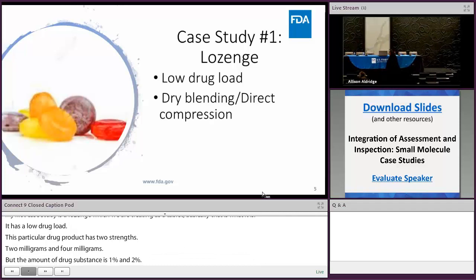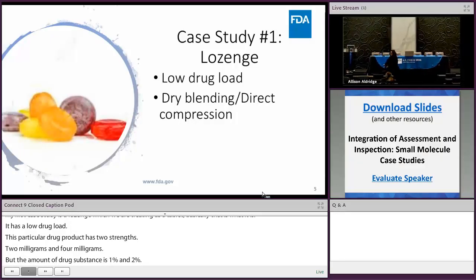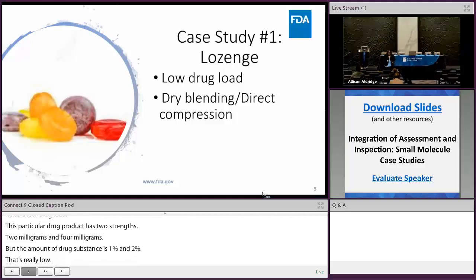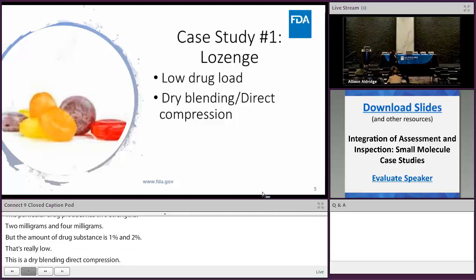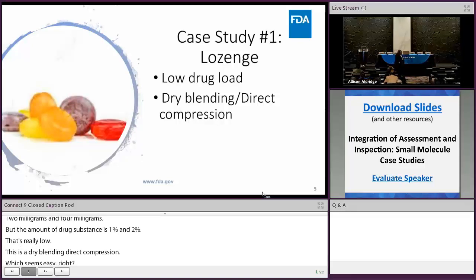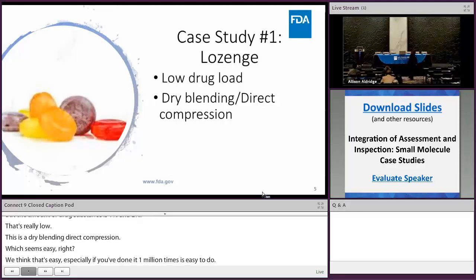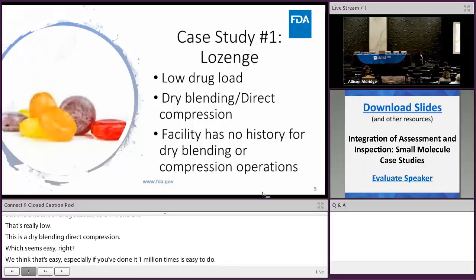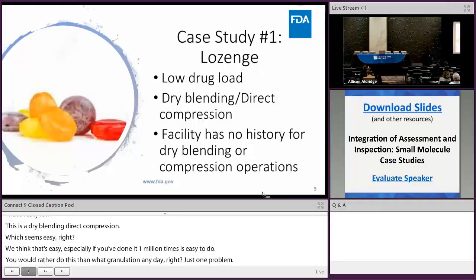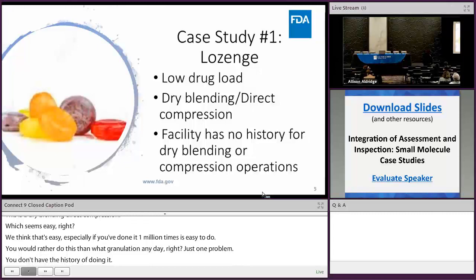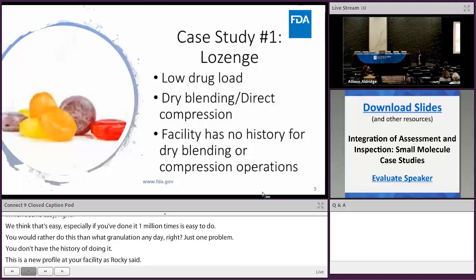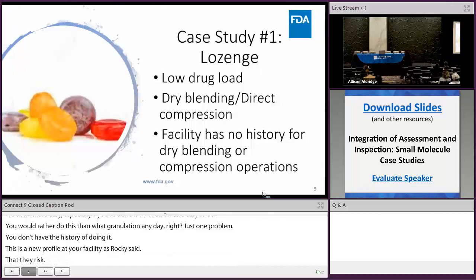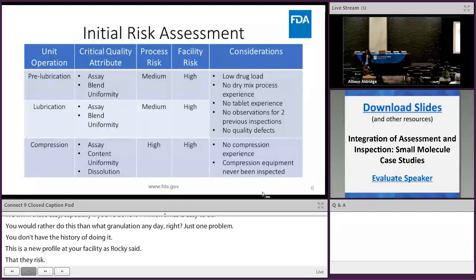And this is a dry blending direct compression, which seems kind of easy, right? We think that's easy. Especially if you've done it many times, it's really easy to do. You would rather do this than wet granulation any day of the week, right? Just one problem. You don't have a history doing it. This is a new profile at your facility, as Rocky said. That's a risk because they've never done dry blending. They've never done compression. We've never looked at their compression operations in a previous inspection. So that's something we would look at.